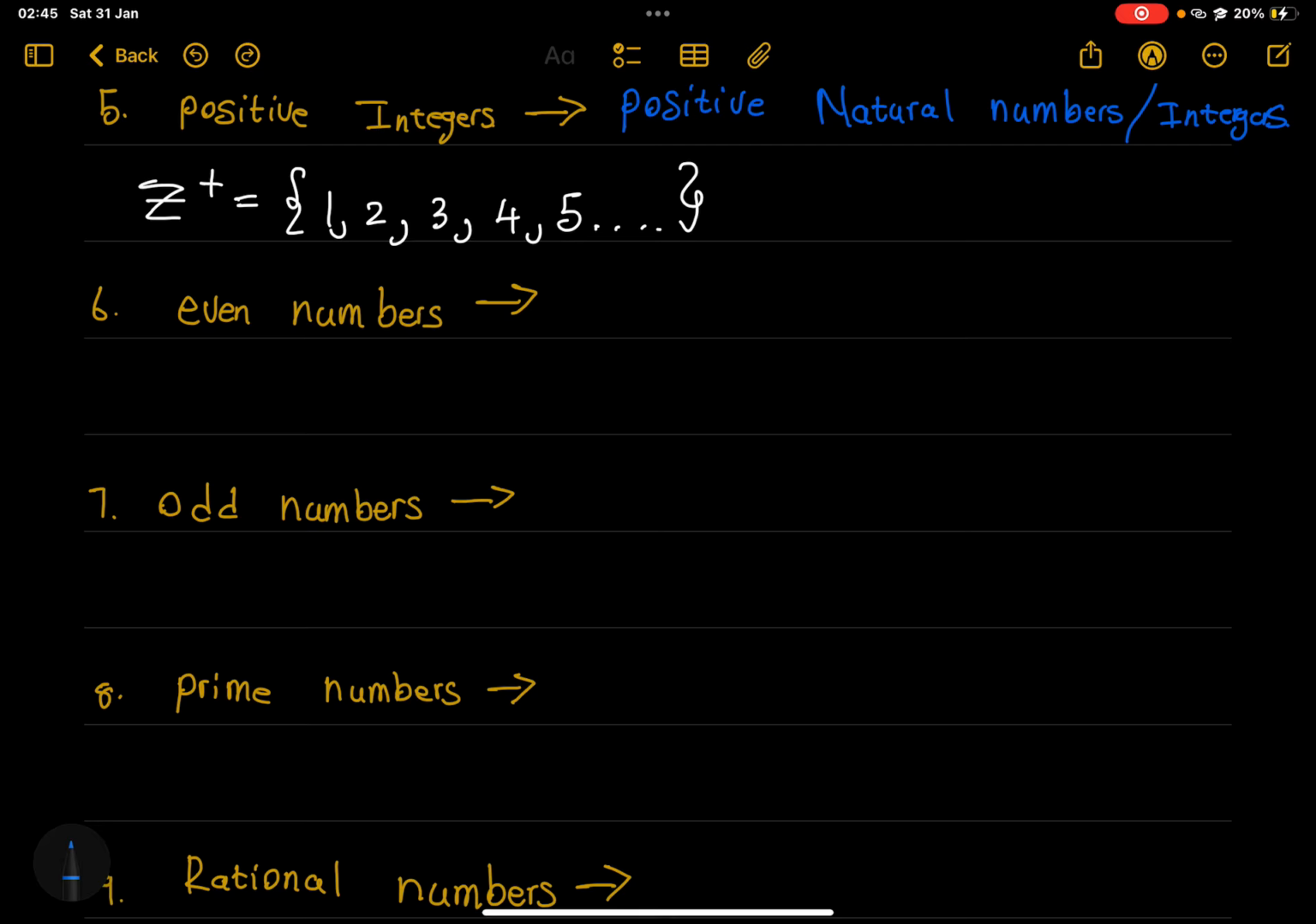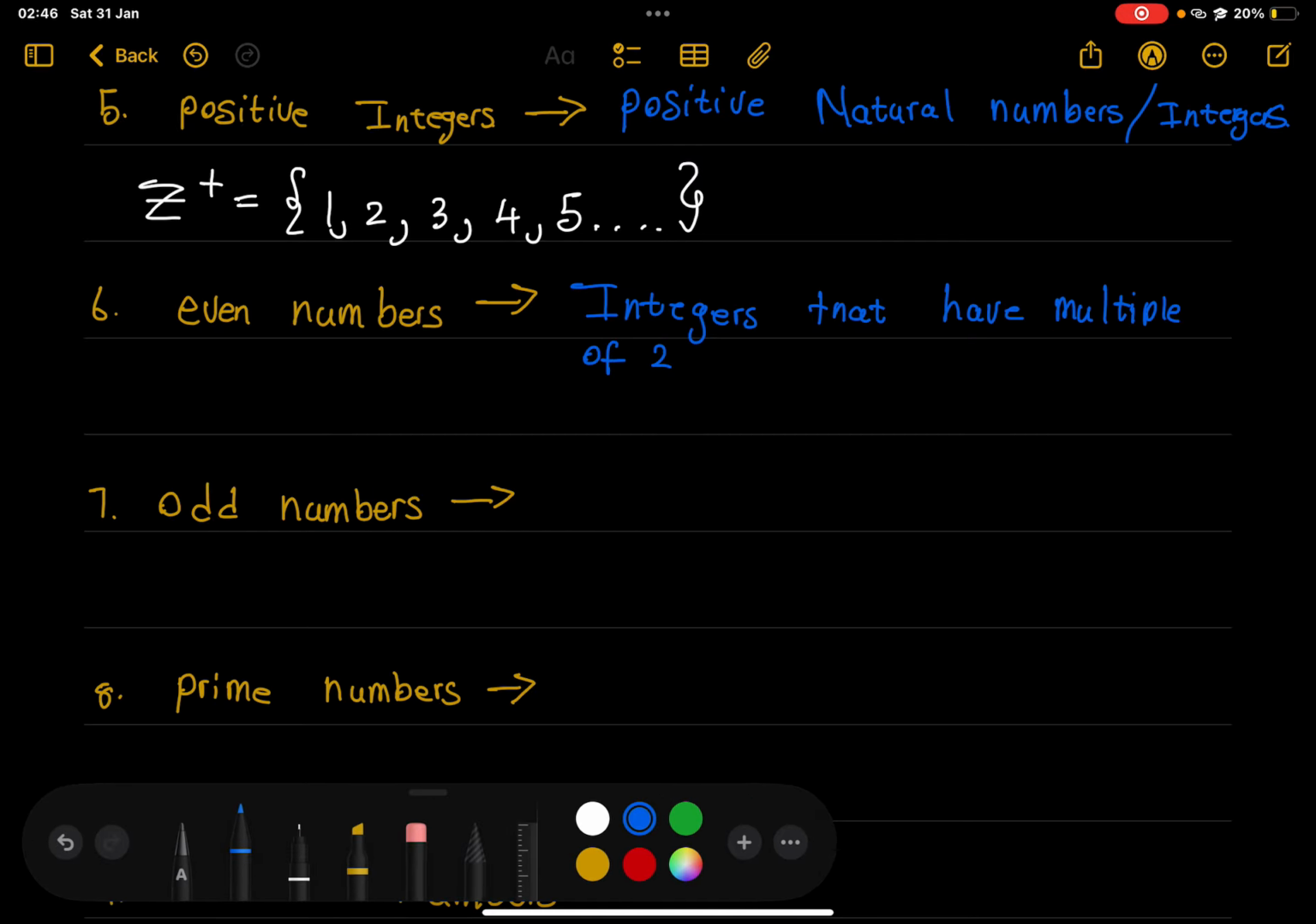Even numbers are integers that have a multiple of 2. Or you can say, instead of saying multiple of 2, you can say a factor of 2. You can easily remove a common factor of 2, then you remain with an integer. So it's a multiple of 2. Understand? So even numbers are like this.